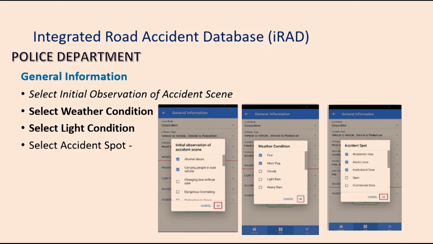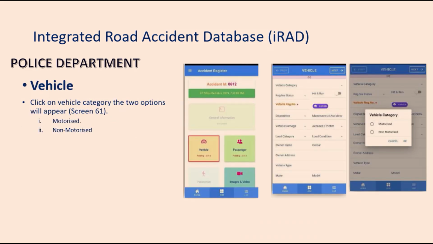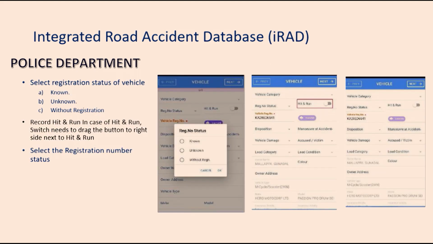So, and then what kind of observation in the accident, whether it was under the influence of alcohol or not, whether carrying people in a loaded vehicle, changing lane without care. There are a few additional pieces of information it asks, which will help the person who is analyzing this data. All these details will be available. Then weather condition, accident spot, and even what vehicle category it was, motorized or non-motorized.